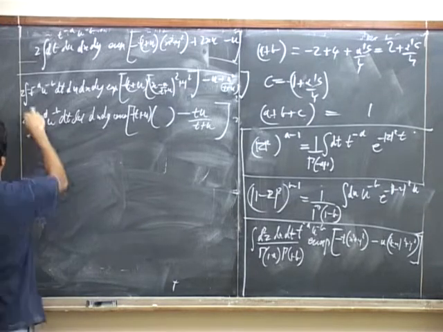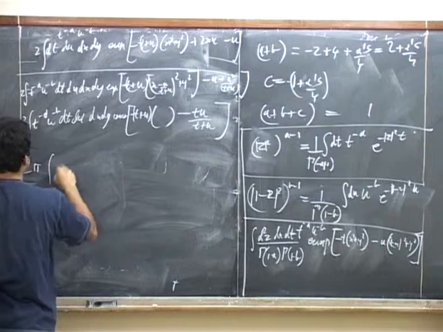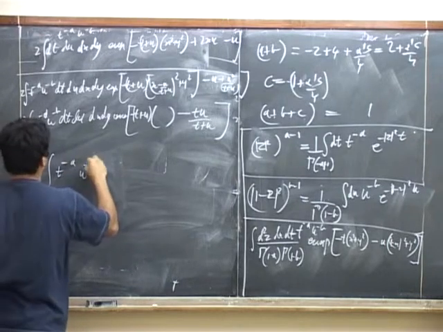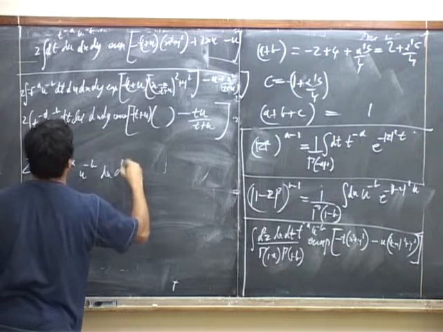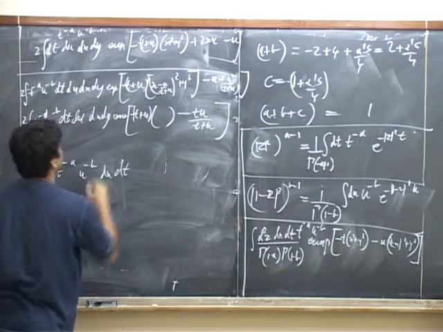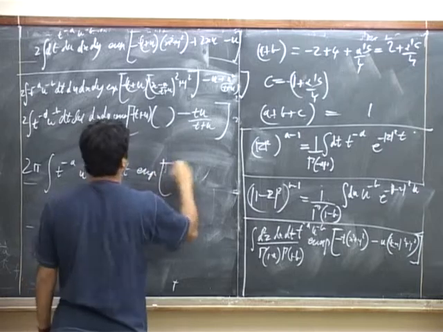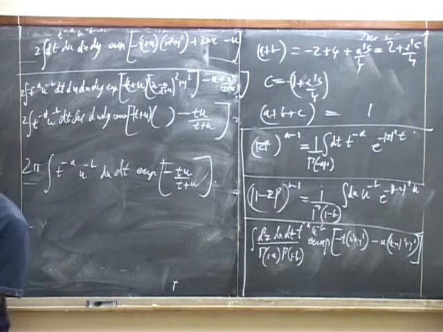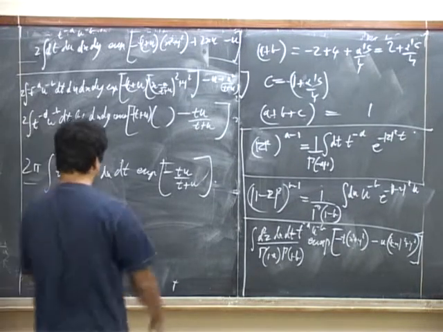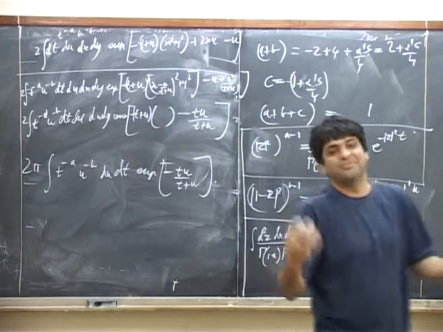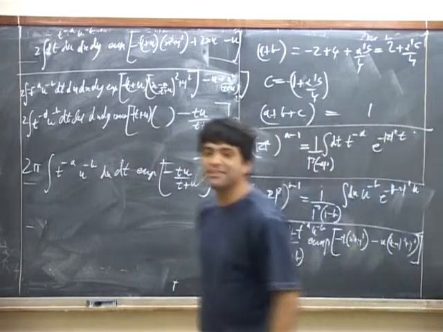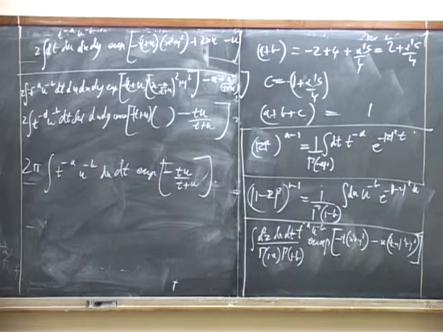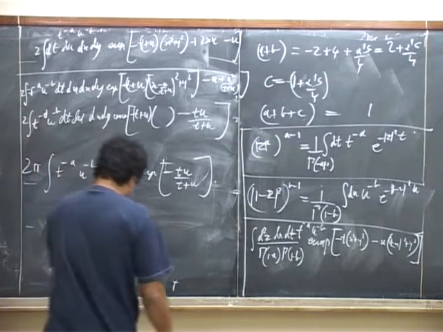So that's 2 pi. I mean, you have 2 here, so that's 2 pi times the integral of t to the power minus a, u to the power minus b, dt du, exponential of minus tu by t plus u. Okay. I'm going through this in some detail, by the way, because this is one of the first formulas in string theory. Okay. So now the next step.